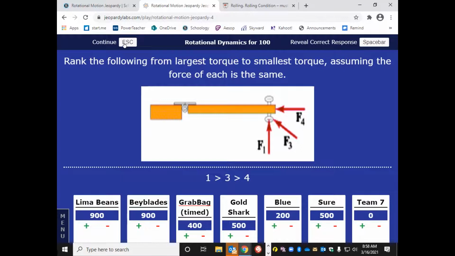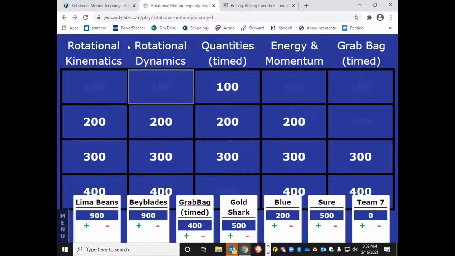All right. Where are we at? Sure, what do you want? 400.